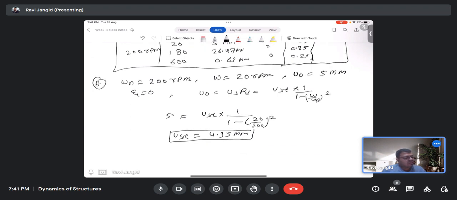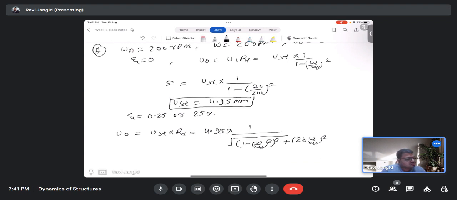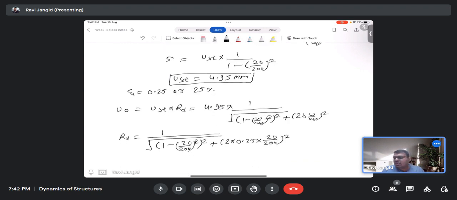Now in this system, if I add damping of 0.25, or 25%, I need to get u naught equal to ust into Rd. ust is 4.95 as you calculated, and Rd now becomes 1 over the square root of (1 minus (omega by omega n) squared) squared plus (2 xi omega by omega n) squared. So calculate the Rd for this: 1 over 1 minus (20 over 200) squared plus 2 into 0.25 into (20 over 200) squared. What is Rd? Anyone with the answer?